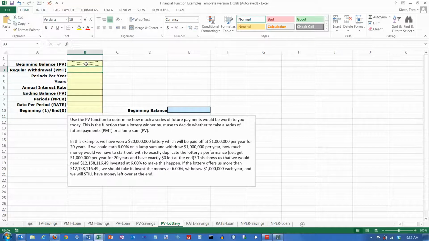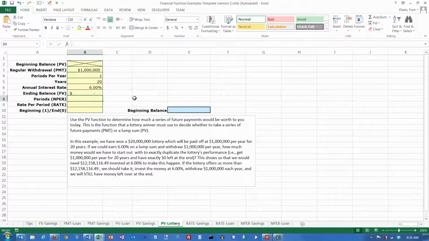We're trying to figure out what the beginning balance is, what the lump sum payment should be, and we don't know that. But we know we're going to withdraw $1 million every year, and we're only going to do it once a year. So this is one of those rare problems where we're not doing monthly calculations. So the number of periods per year is going to be 1. The number of years is going to be 20. The annual interest rate is going to be 6%, and the ending balance is 0, and that's formatted wrong. That should be formatted like this.